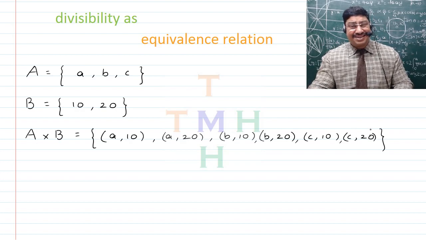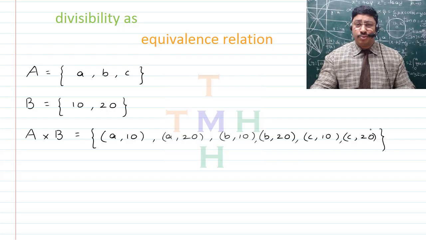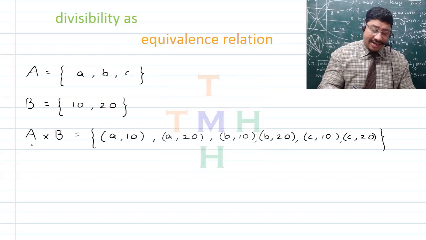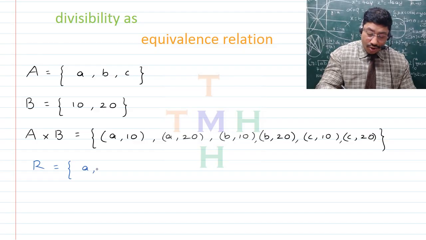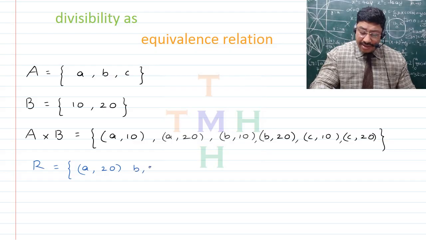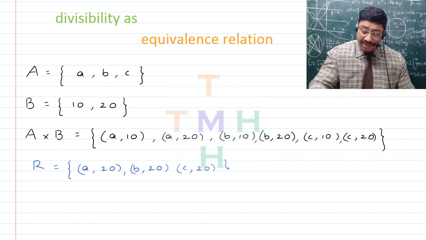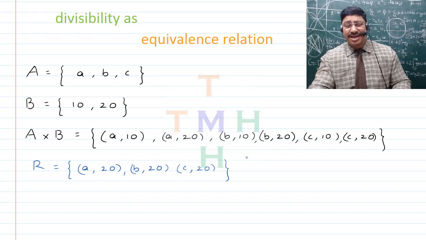Now, if we take a subset of this Cartesian product, then it will be said to be a relation. For that matter, if we are interested in what's happening with 20, then this can be represented as a relation which is capital R, and here we will write a comma 20 to be the first ordered pair. Then we have b comma 20 which will become the second ordered pair, and then we'll have c comma 20 which will become the third ordered pair, and all of these, as they're concerning 20, can be considered to be those ordered pairs which are forming this relation.